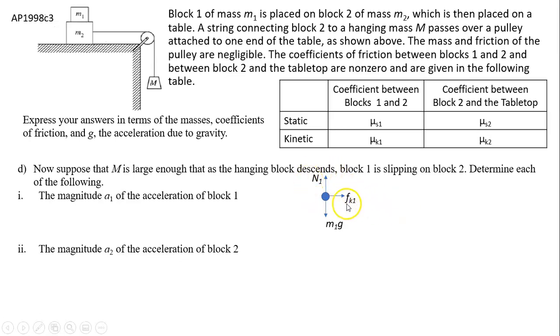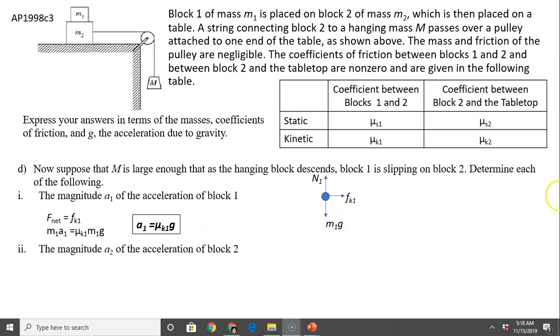And this friction, because it's moving, is kinetic friction. So the net force is the friction, and this friction causes the acceleration. So M1 A1 equals mu k1 M1 g. And from here, you can solve: A1 equals mu k1 times g. It's to the right, in the same direction as the friction.